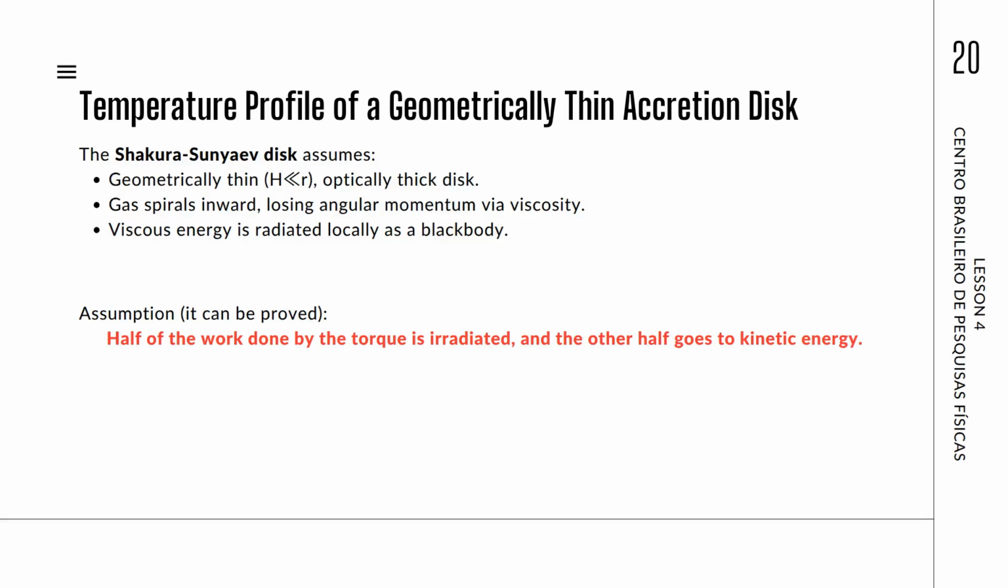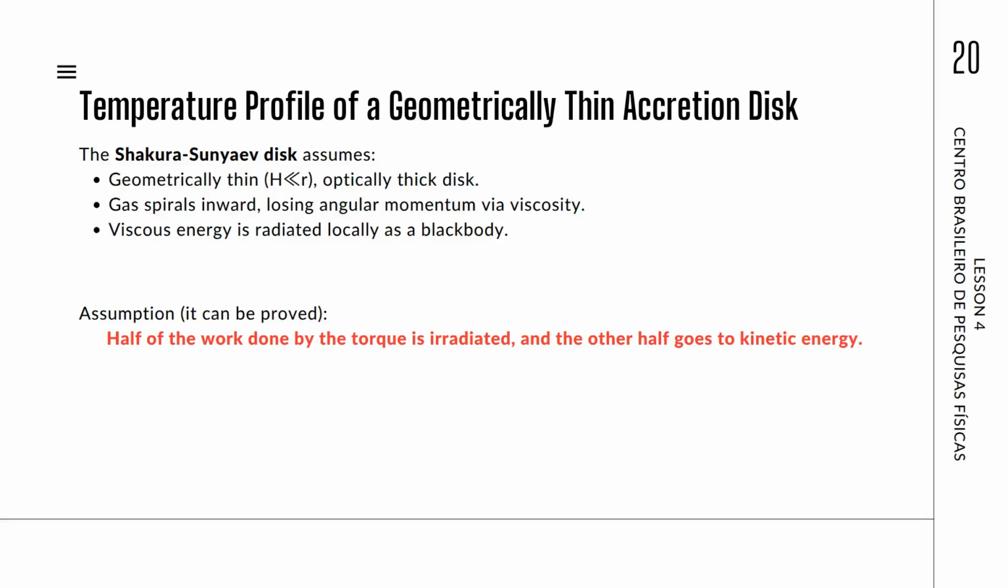Let's see. Okay, so we have the Shakura-Sunyaev disk, and these are the properties. It's a geometrically thin, optically thick disk. The gas spirals inward, losing angular momentum via viscosity. Some of this gas gains angular momentum and is blown away. And viscous energy is radiated locally as a black body.